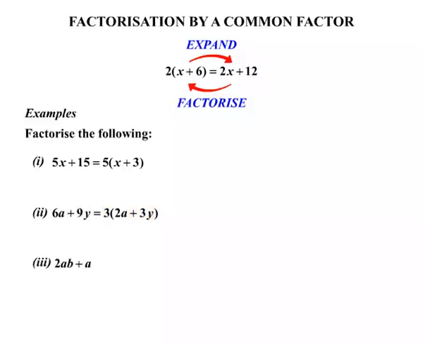Our third example here, 2ab plus a. Well, this time we'll look at the two terms. There's no common number certainly, but there is a common letter. Notice the a appears twice, in both terms there. So we take the a and then we have brackets. So looking at the 2ab, a times something makes 2ab. Well, that something will be 2b. Have a think about that. A times the 2b, that will give us the 2ab required there.